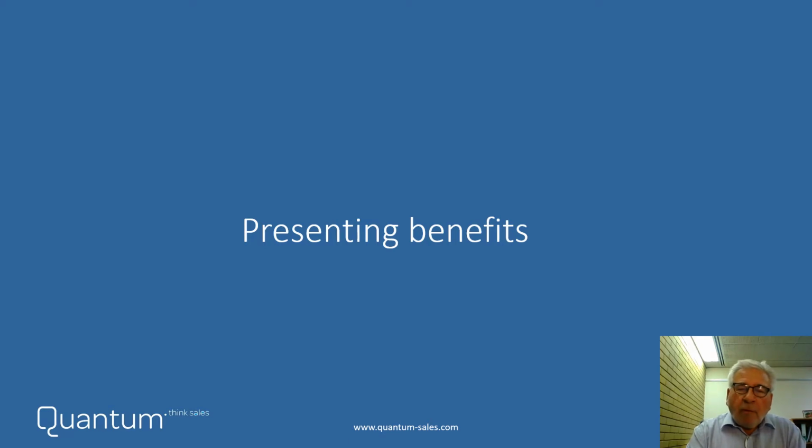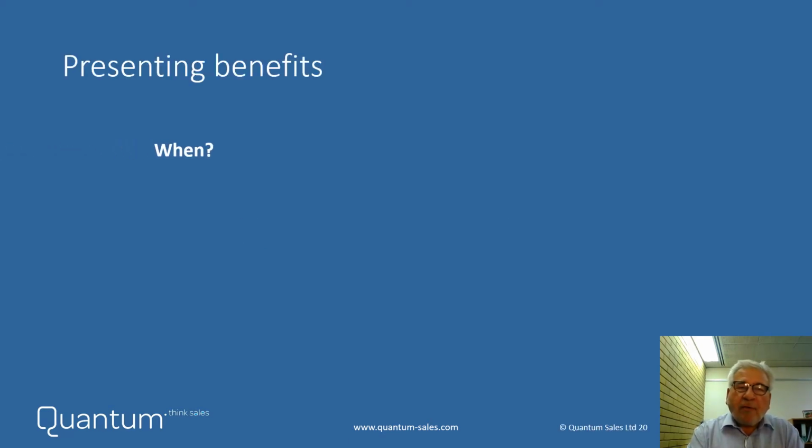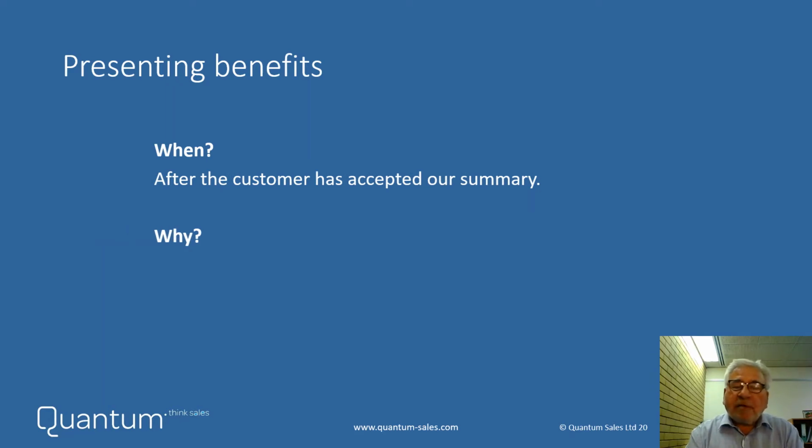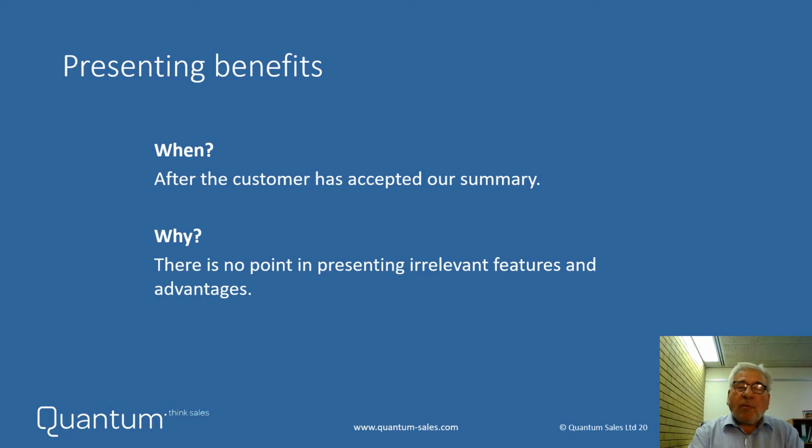So a few rules of the game, a bit of discipline first of all. When should we be presenting benefits? Well, it's obvious from what we've learned so far. After the customer has accepted our summary. And why is that? Because otherwise, what we can end up doing is presenting a load of irrelevant things, a load of features and advantages and proofs that actually the customer sees no point in, which can be at best neutral, but at worst very negative as well.